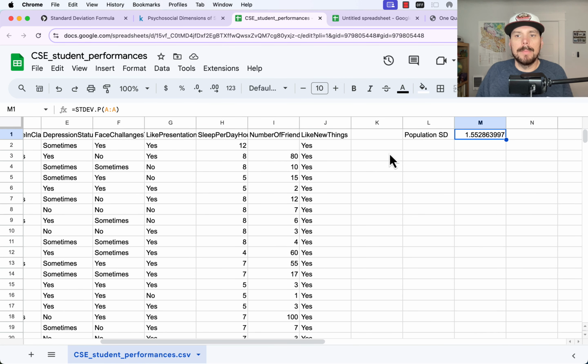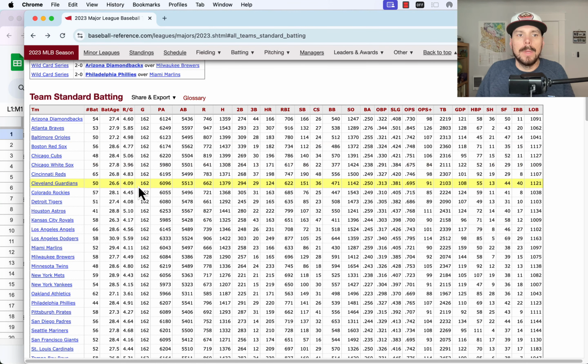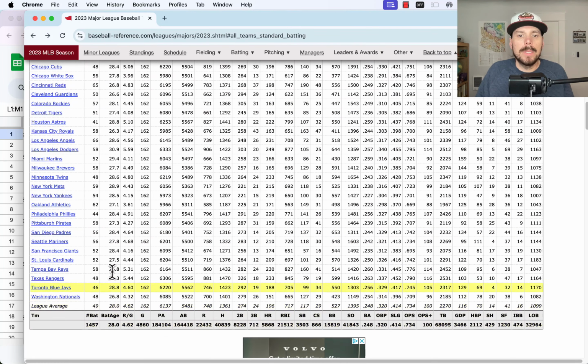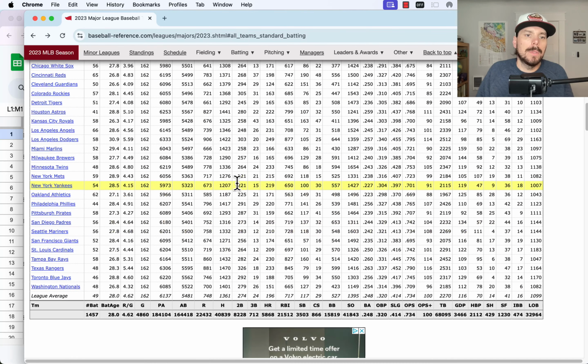If you wanted to find population standard deviation, that would maybe apply to something like the entire team, or here I've got Baseball Reference. We could see the batting averages by team for an entire year. And if I was going to find the standard deviation of these types of measurements, then I would want to use a population calculation for that.